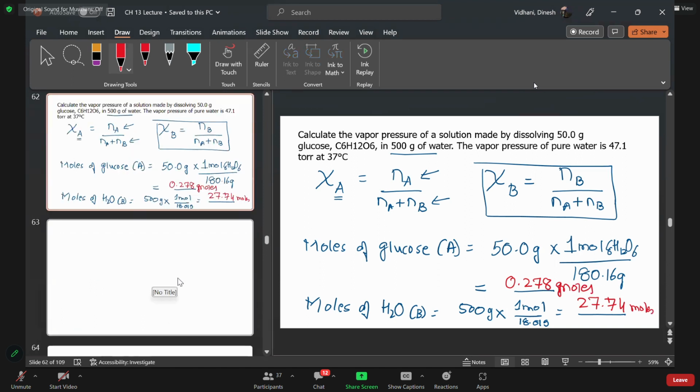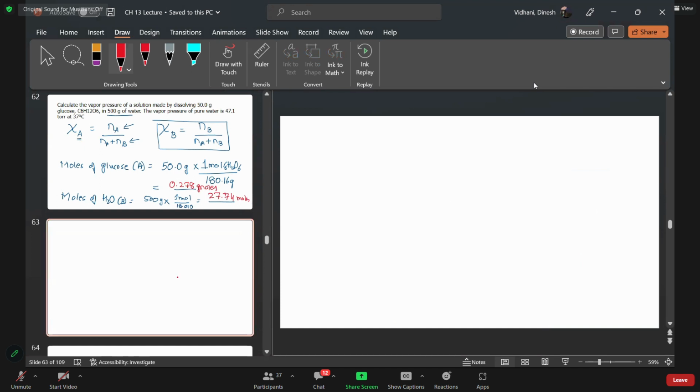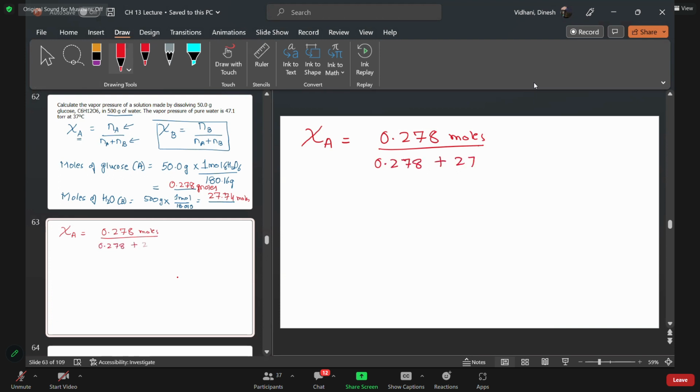Now, what would be the mole fraction of A? Let's look at that one. That's going to be 0.278 moles divided by 0.278 plus 27.74. Can you tell me what that is?